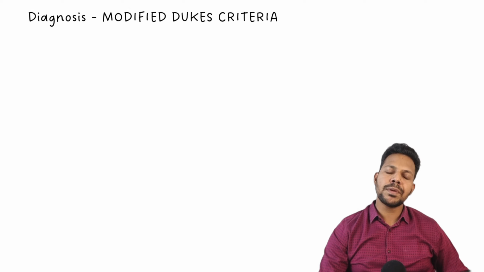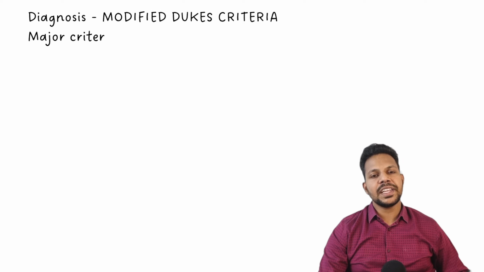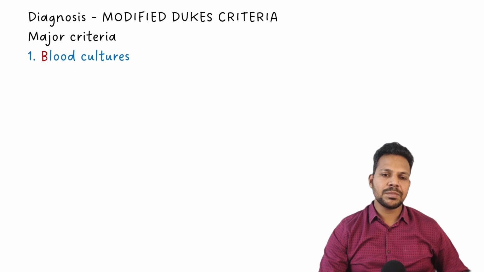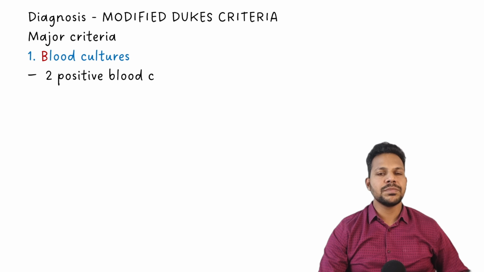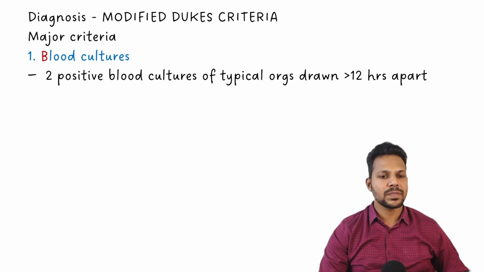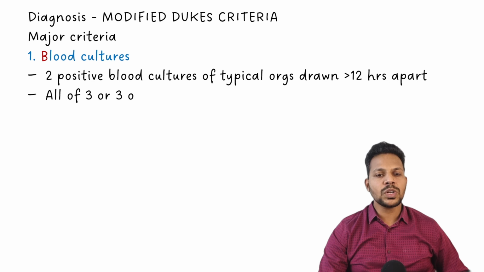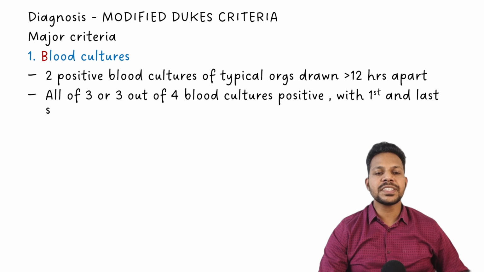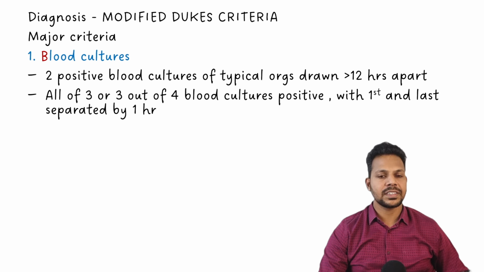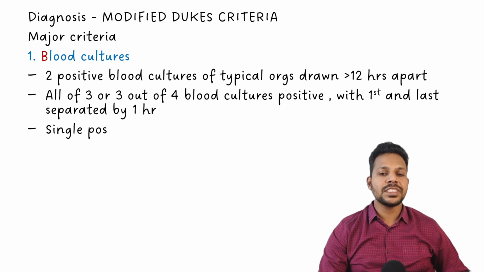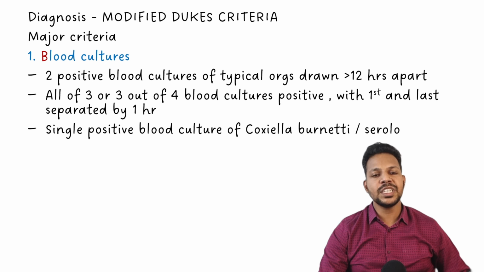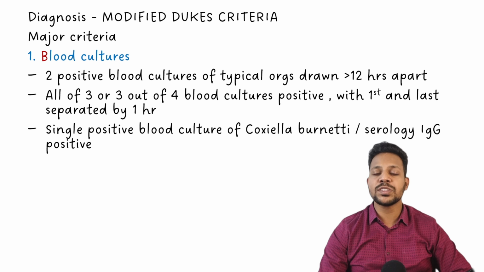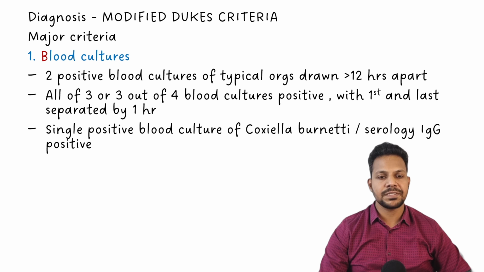The diagnosis is based on the modified Duke's criteria. This can be simply remembered by using a mnemonic BEFIBER. The major criteria are the blood cultures and the echocardiographic evidence. The blood cultures are nothing but two positive blood cultures of typical organisms drawn at least 12 hours apart, or all three or 3 out of 4 blood cultures should be positive with first and last separated by 1 hour, or a single positive blood culture of Coxiella burnetii or a serology IgG positivity of Coxiella burnetii will also satisfy the criteria of blood culture for this patient.